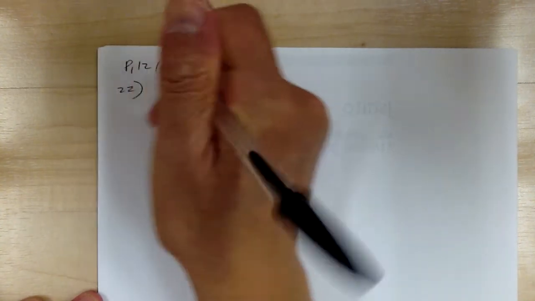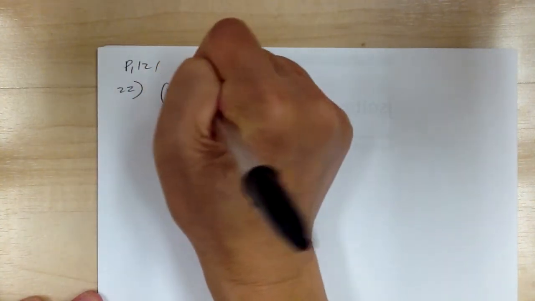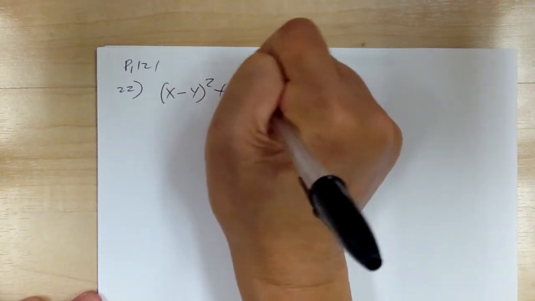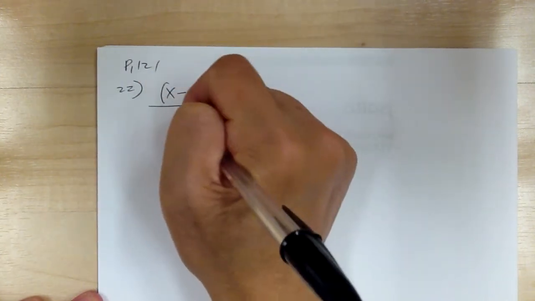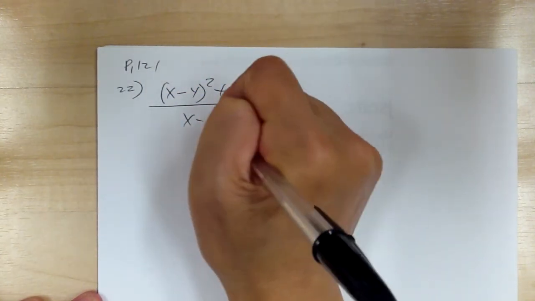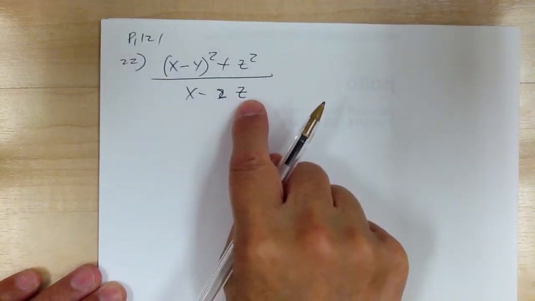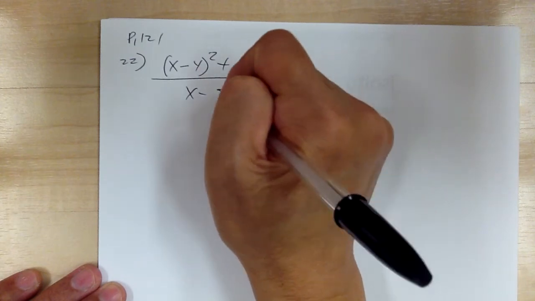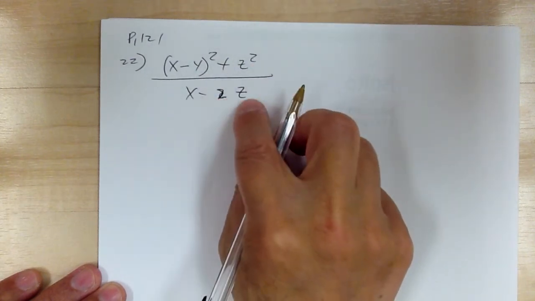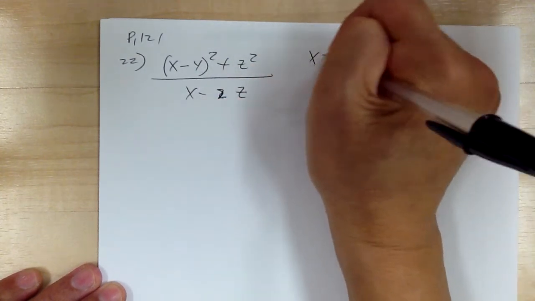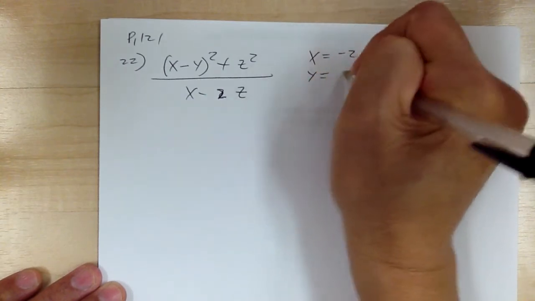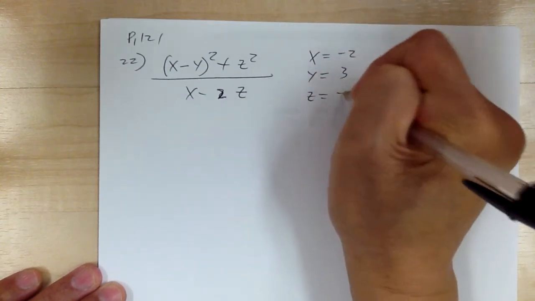Okay, let's go to number 22. You have x minus y squared plus z squared over x minus 2z. And be careful how you write. Notice I write the 2 this way and z this way, so z has a slash through. So that way you can tell the difference between 2 and a z. Okay. So again, x equal to negative 2, y equal to 3, z equal to negative 4.